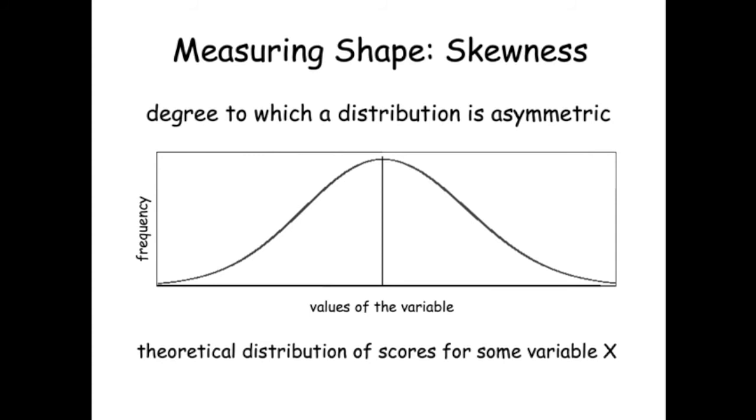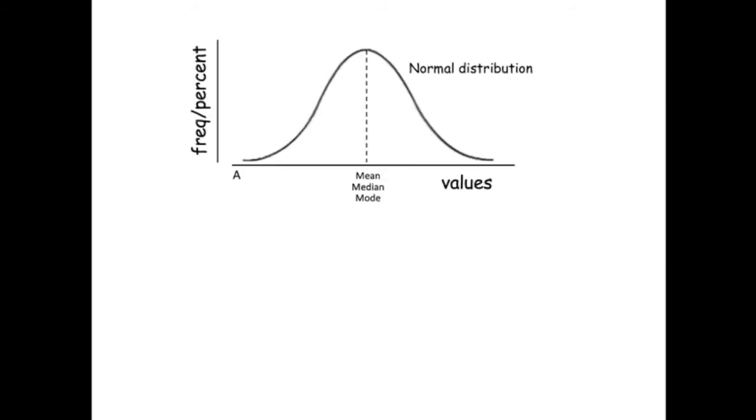This is a symmetric distribution. If I were to fold it along the line in the middle, the two sides will match up perfectly. This is a special example of a symmetric distribution called the normal distribution. It is very important for statistics, and we will return to it in future topics. For now, note that the values of the mean, median, and mode are all exactly the same, at the midpoint of the distribution.